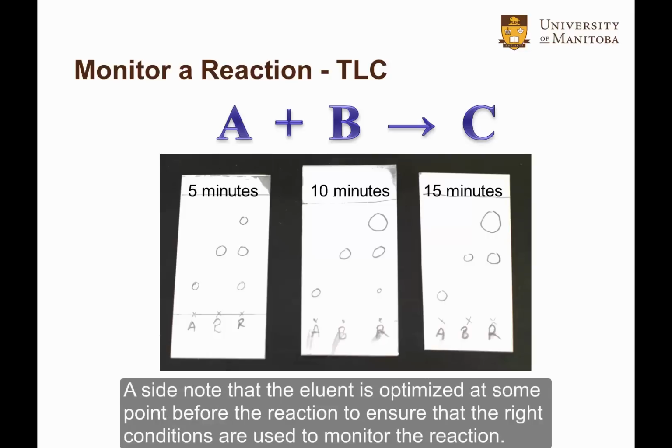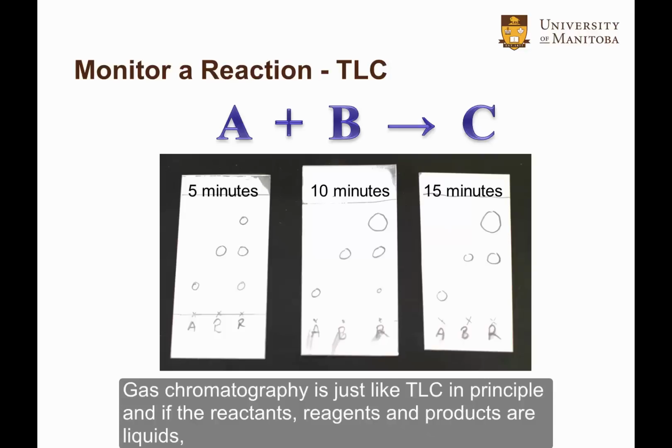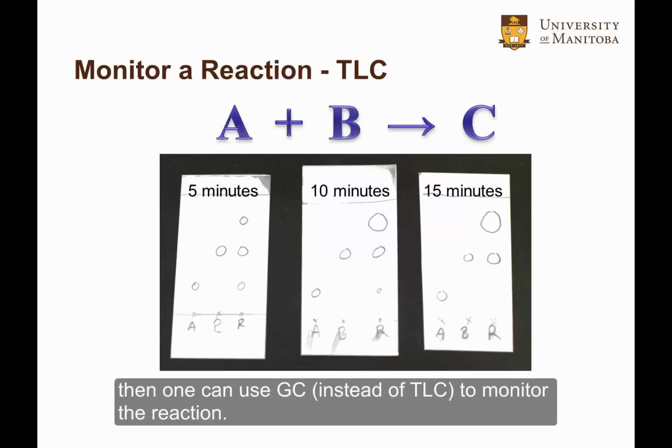A side note that the eluent is optimized at some point before the reaction to ensure that the right conditions are used to monitor the reaction. Gas chromatography is just like TLC in principle, and if the reactants, reagents, and products are liquids, then one can use GC instead of TLC to monitor the reaction.